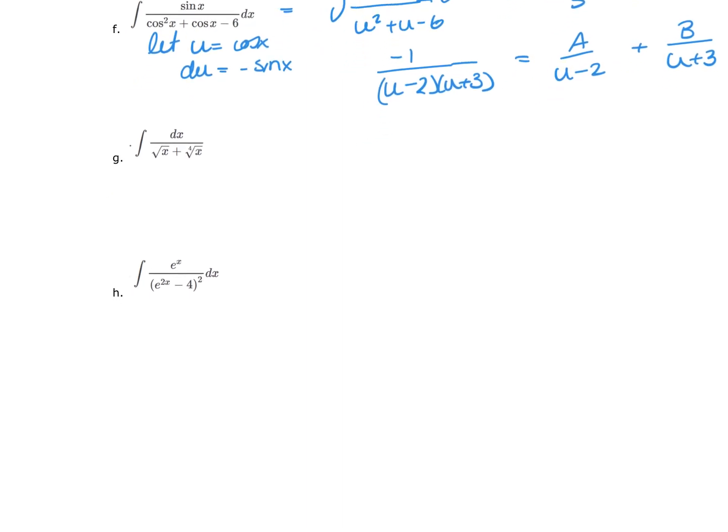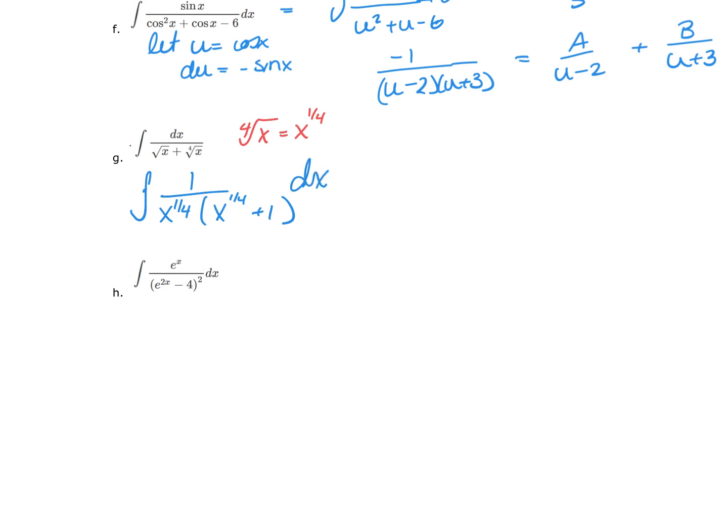All right, let's take a look at G then. With G, the first thing I'm going to do is factor the denominator. So I'm going to write this as 1 over, I'm going to factor out x raised to the 1/4. As you recall, the 4th root of x can be written as x raised to the 1/4. So I'm going to factor out an x to the 1/4. This leaves me x raised to the 1/4 plus 1, dx.